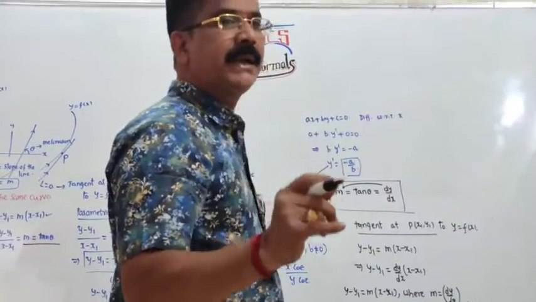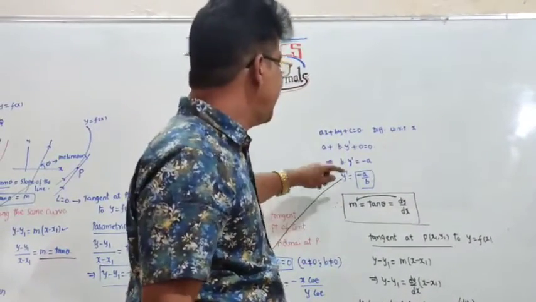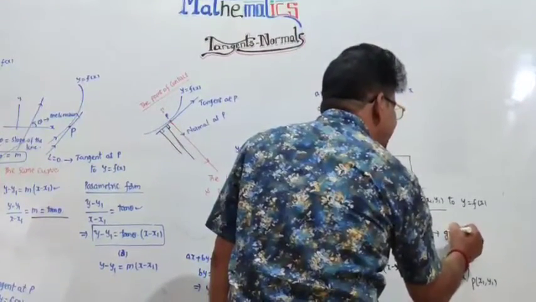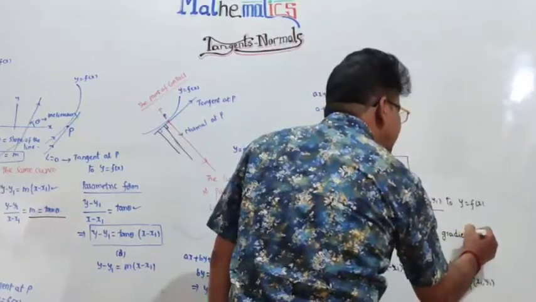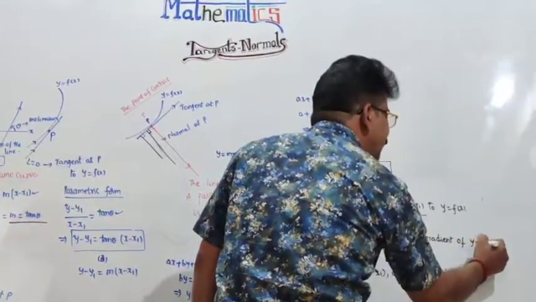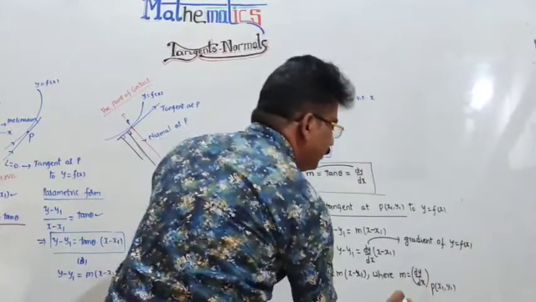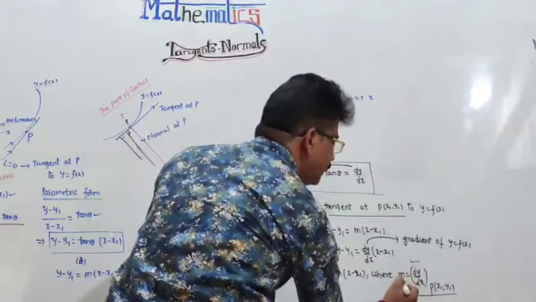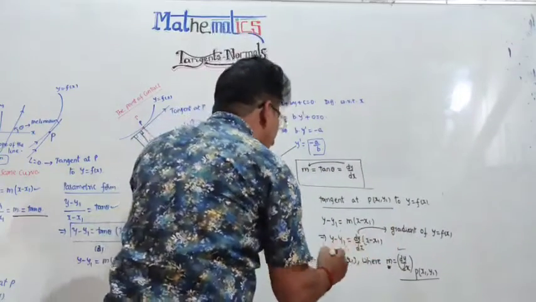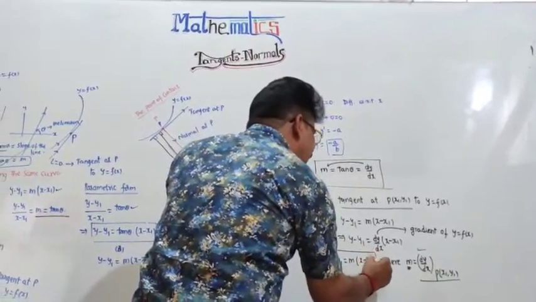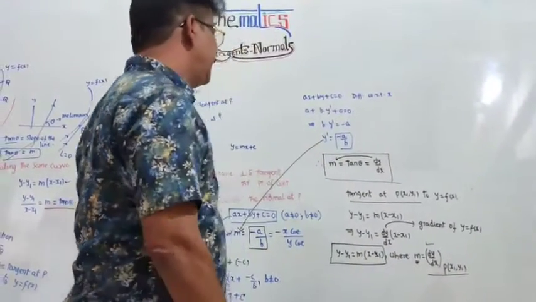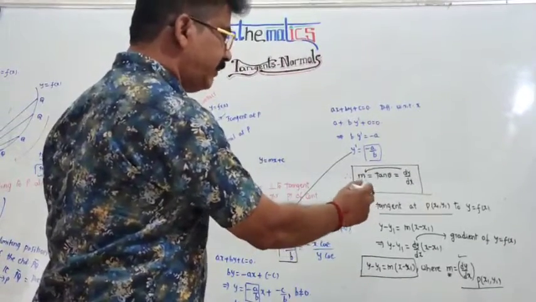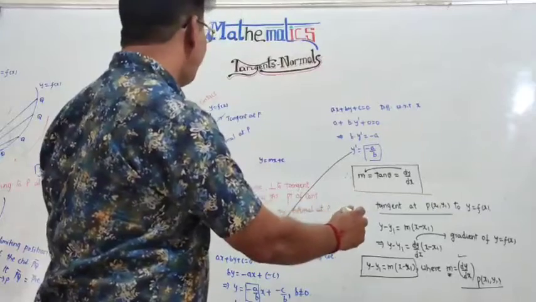Actually dy by dx is also called the gradient of the curve. This dy by dx is called gradient, the gradient of y is equal to f of x. But at the given point P of x1 y1, the first derivative is called the slope. So anyhow this is the equation of the tangent: y minus y1 is equal to m into x minus x1, whereas m equals dy by dx at the point capital P of x1 y1.